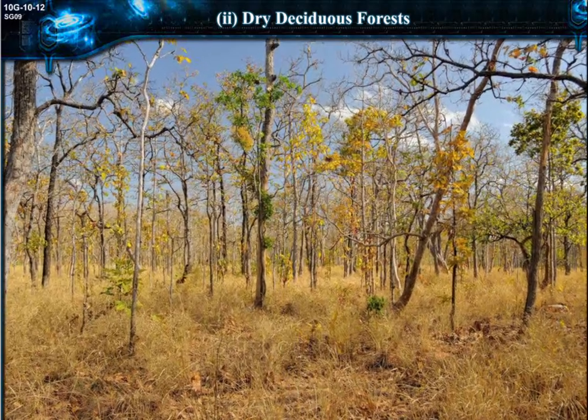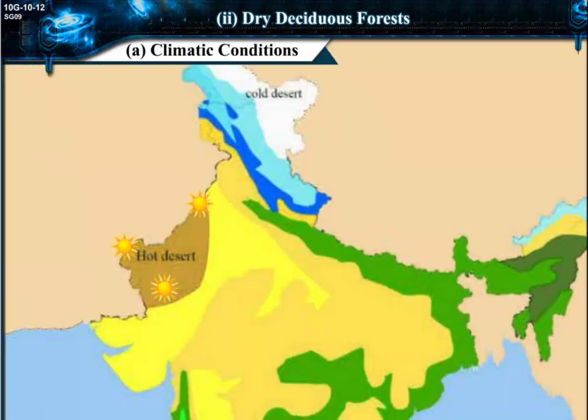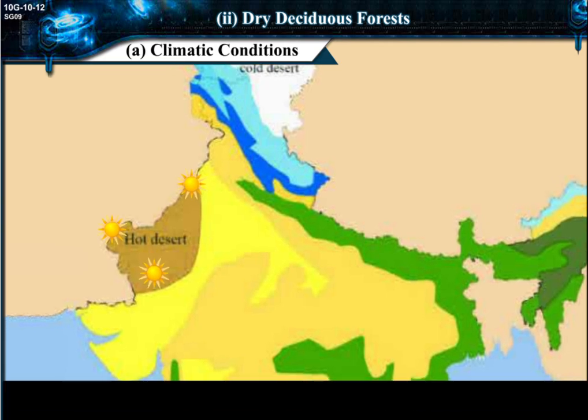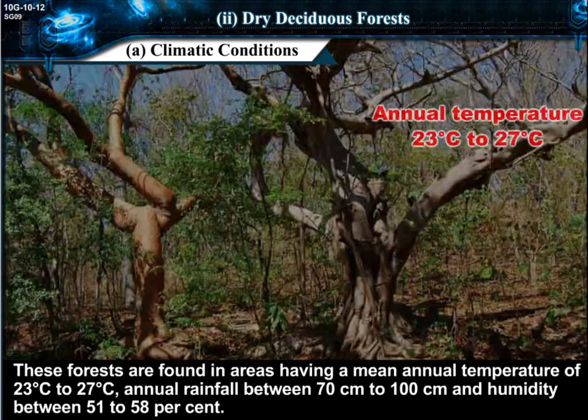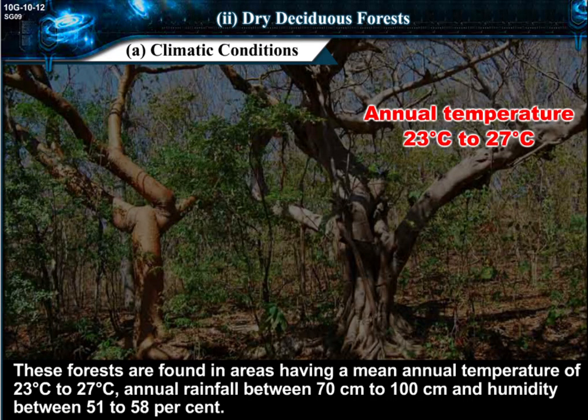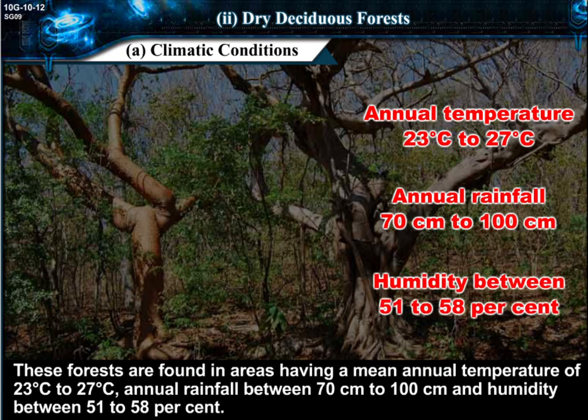Second, dry deciduous forests. A. Climatic conditions. These forests are found in areas having a mean annual temperature of 23 degrees Celsius to 27 degrees Celsius, annual rainfall between 70 centimeters to 100 centimeters, and humidity between 51 to 58%.